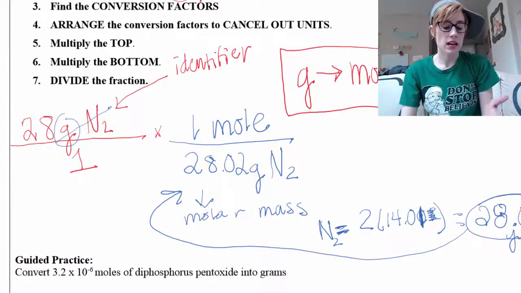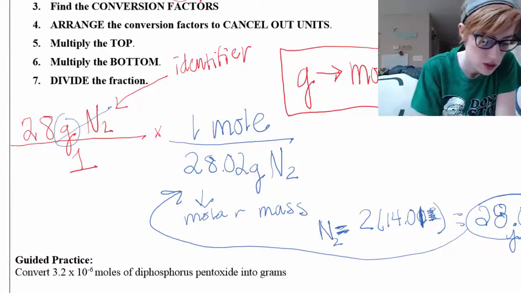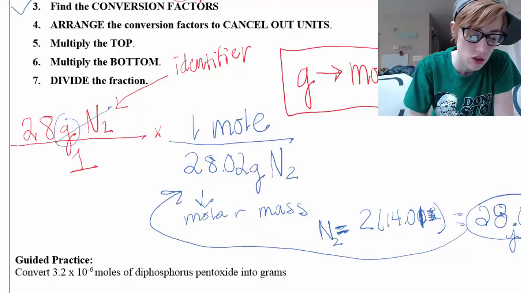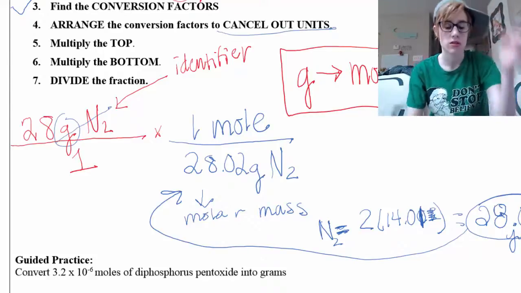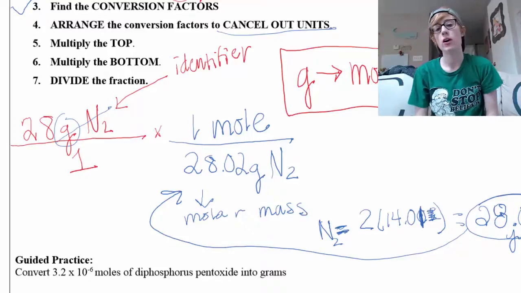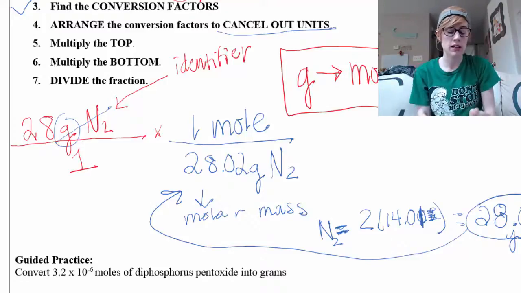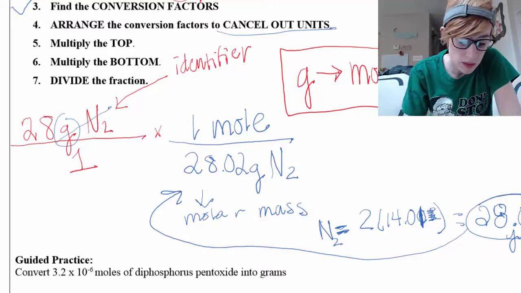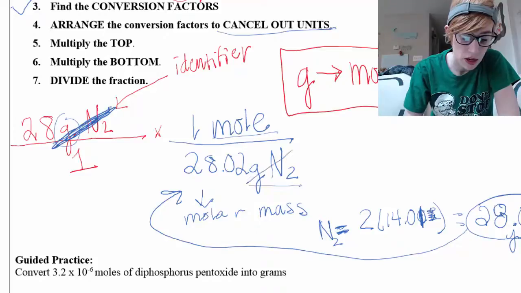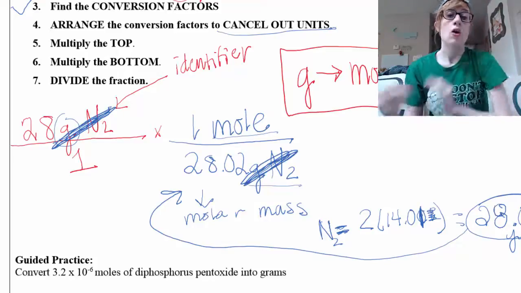Okay, so now that I've done this, I can cancel out units. We found the conversion factors. Step 4 is to arrange the conversion factors so that you can cancel out your units. And we kind of already did that. I arranged my conversion factor with grams of N2 on the bottom and moles on top, so that my grams of N2 and my grams of N2 can cancel out.